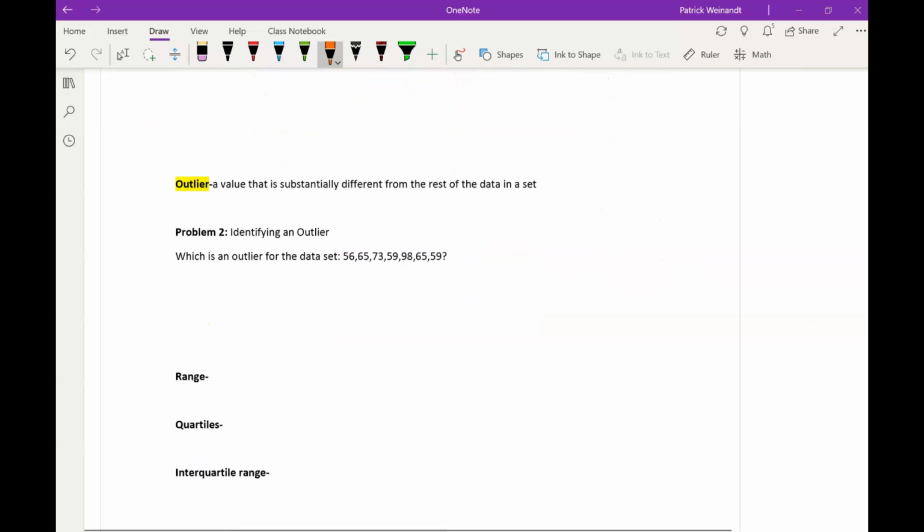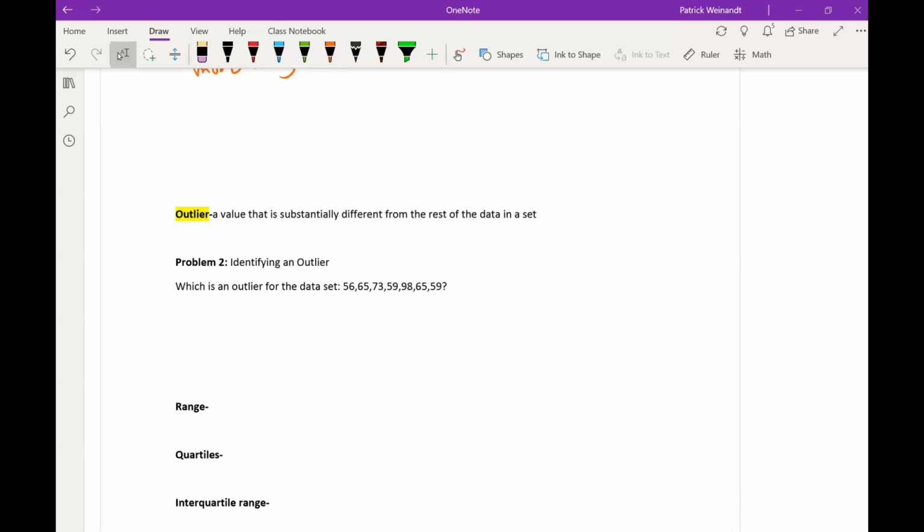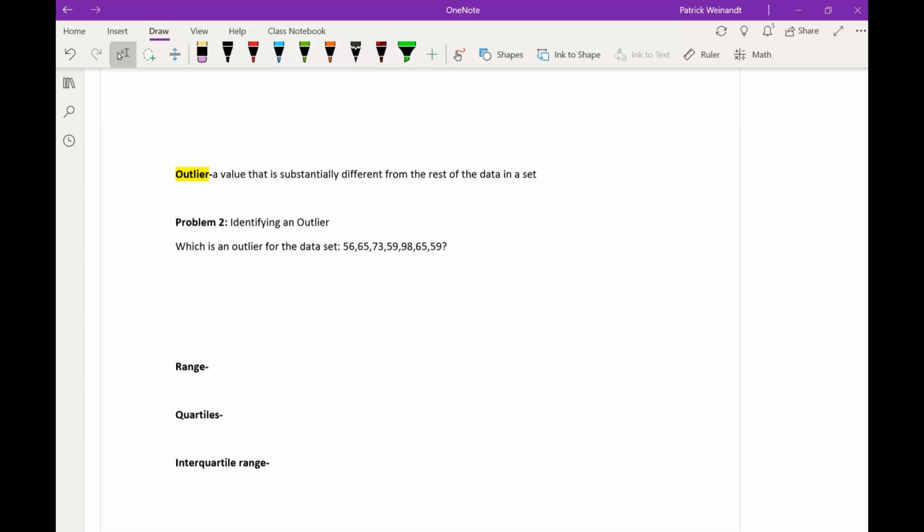Okay, so we're going to talk more specifically about what an outlier is. It's a value that is substantially different from the rest of the data in a set. It's easy enough to visualize. We have this data set, and you can arrange it in numerical order, so let's go ahead and do that. We have 56. The next highest number is a 59, then another 59. It's a small data set, so this isn't too much of a pain. And then we have 65 and 65 again, followed by 73 and 98.